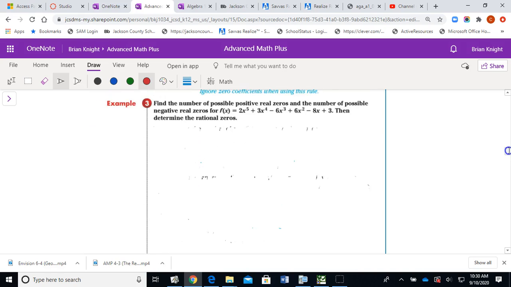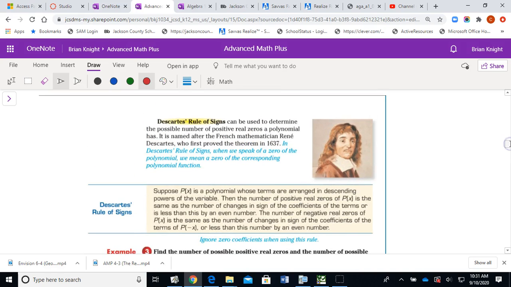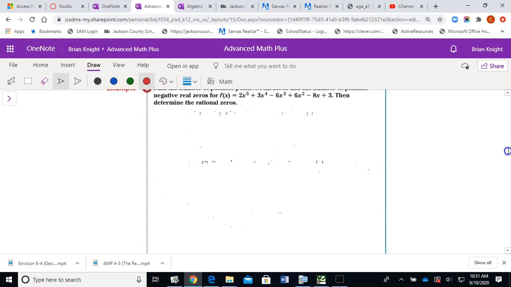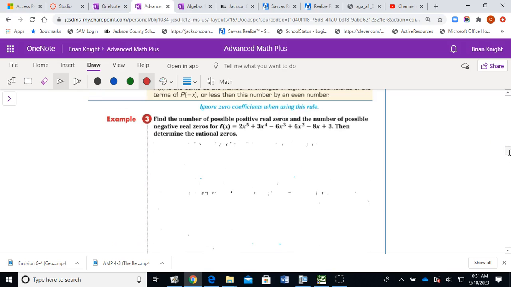I believe this is the last one. See this guy? This guy's named Descartes. I don't know, like I said, I took French, but I don't speak it. So he was a French mathematician, he came up with this little rule of signs. And to be honest with you, it's just kind of neat to know, but you don't have to know it, okay? It's a shortcut, but it's not a big deal, all right?